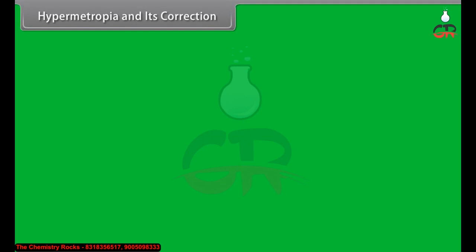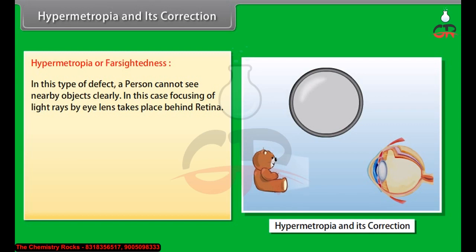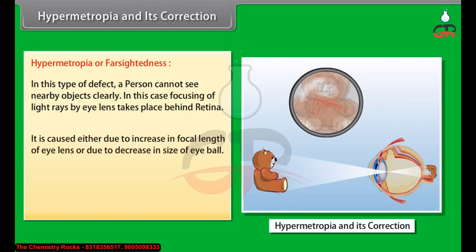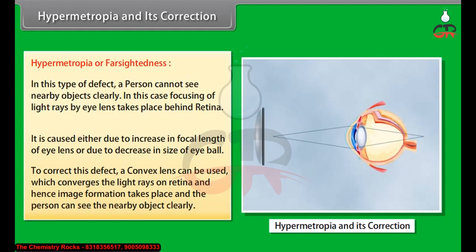Hypermetropia and its correction. In this type of defect, a person cannot see nearby objects clearly. In this case, focusing of light rays by eye lens takes place behind retina. It is caused either due to increase in focal length of eye lens or due to decrease in size of eyeball. To correct this defect, a convex lens can be used which converges the light rays on retina and hence image formation takes place and the person can see the nearby object clearly.